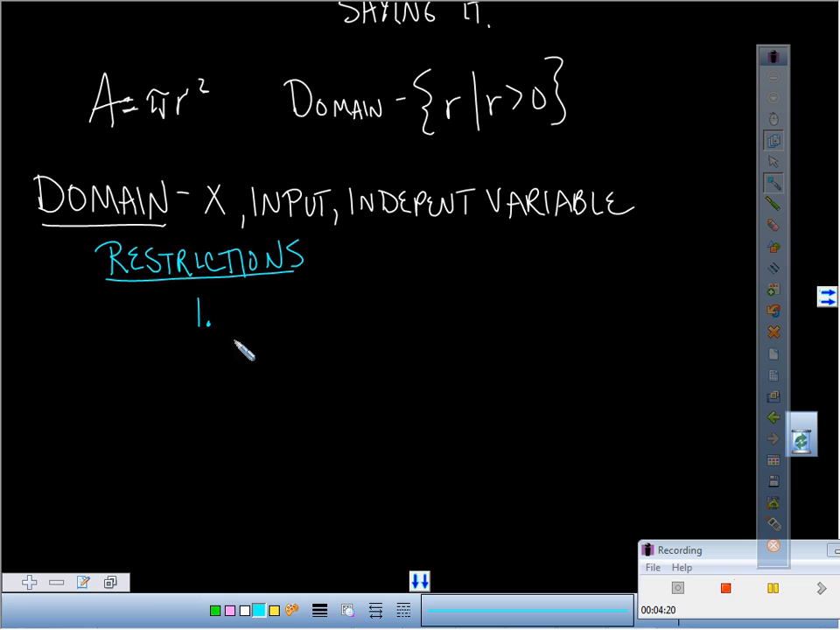2 restrictions. Anybody remember what one of them are? What are some things that create problems? An X in the denominator. Why is that going to create a problem? It can't be 0. If you have an X in the denominator, you have a restriction. Whatever makes that 0, you can't have that x, because division by 0 is undefined.